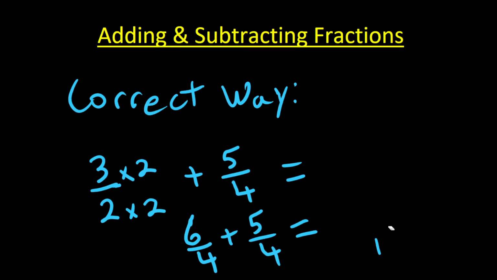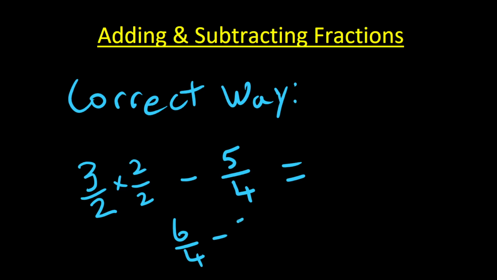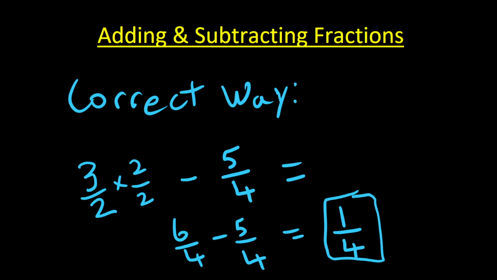And the same method works with subtraction. So let's say we had 3 over 2 minus 5 over 4. And again, we're doing the same thing. Let's move this over a little bit. Times 2 on the top, times 2 on the bottom. So 6 over 4 minus 5 over 4. 6 minus 5, the top numbers, the numerators, is 1. And we keep the denominator 4. So the answer is 1/4.